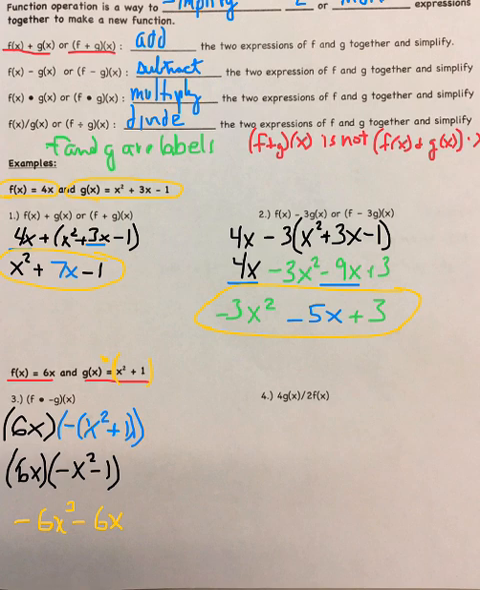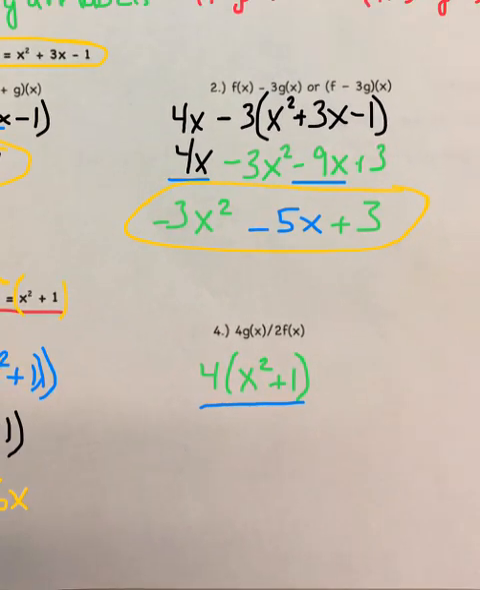Now the last one is a division problem, and when I have a division problem, I like to write it as a fraction. So 4 times g of x. So I'm going to do 4 and then g of x, which is x squared plus 1. Let's zoom in a little bit. And then on the bottom I have 2 times f of x, and f of x is 6x.